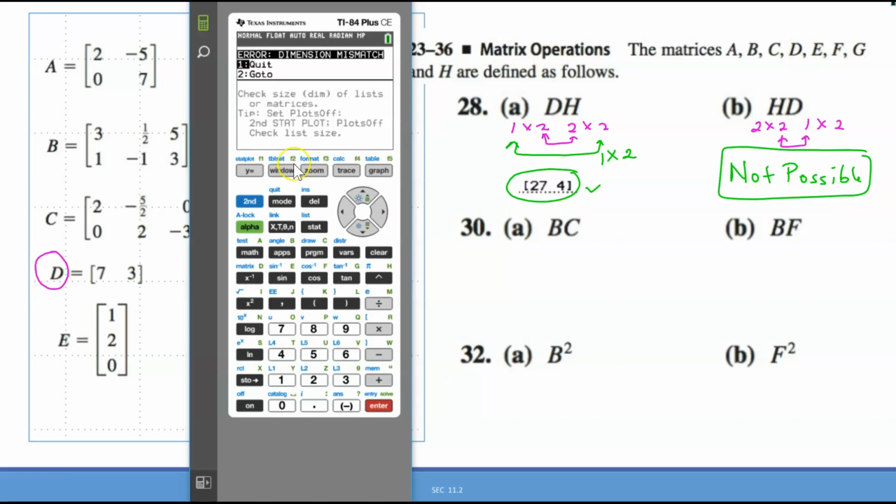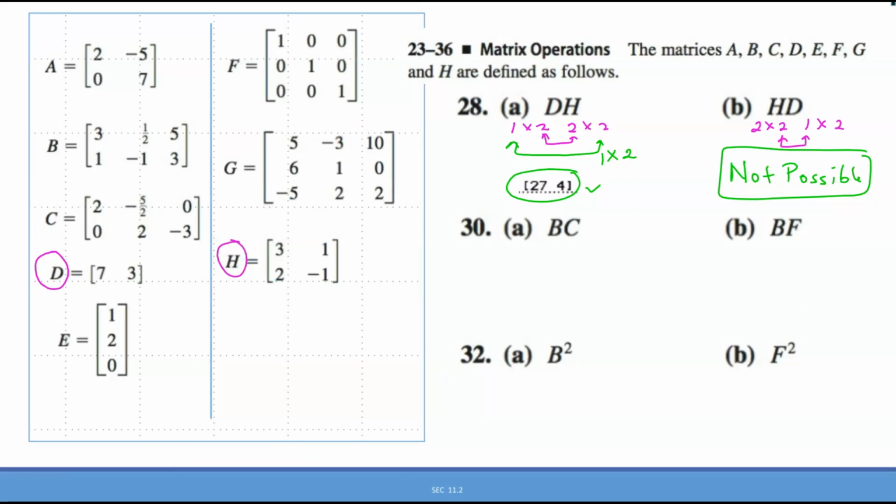Okay, let's look at our next problem, number 30. We're going to take matrix B, which is a 2 by 3, with matrix C. Before we do that, let's see if this multiplication is even possible. Matrix B is 2 rows with 3 columns. Matrix C is 2 rows with 3 columns. We see that these two inside entries don't match, so we're going to just stop right there. We're going to say multiplication not possible.